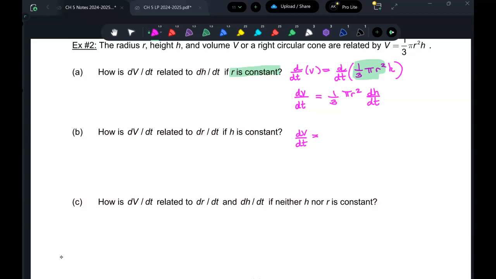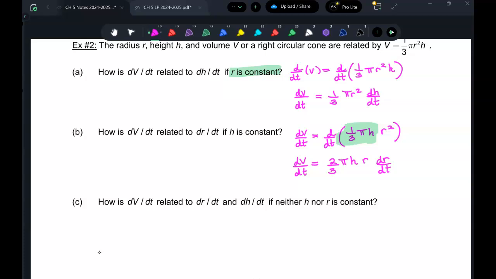Let's say I want to rearrange this. So 1/3 pi h would be constant times r squared. So now this time, that whole piece is a coefficient. It's constant, it's not changing. So dV/dt equals 2/3 pi h r dr/dt.